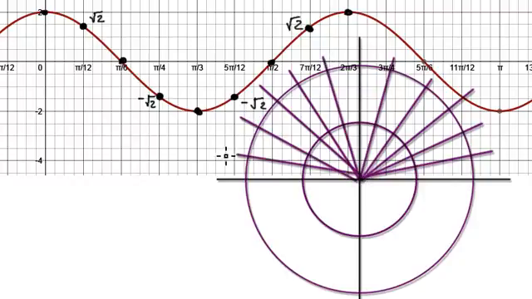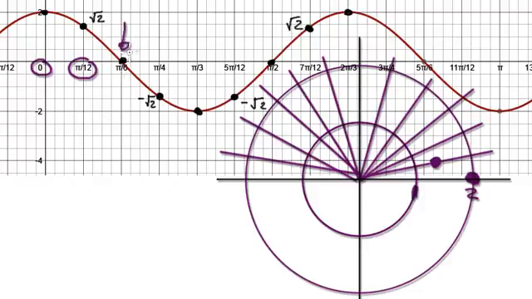Looking at this point here, 0 first, the radius will be 2. So this is 1, this is 2, so the radius will be 2. So it will be here. Looking at pi over 12, the radius will be root 2. So from here to here is pi over 12. Root 2 is roughly 1.4 something, so it's going to be somewhere around here. It will be right here.